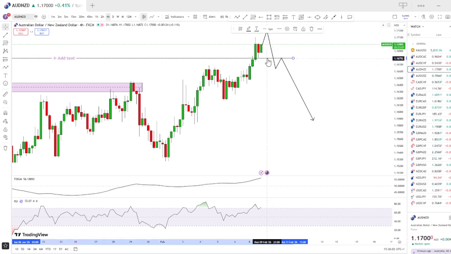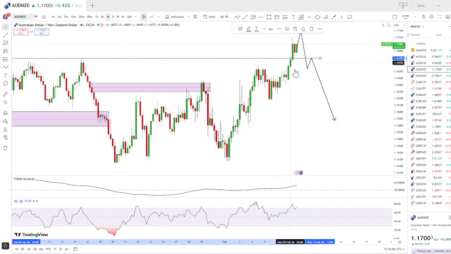You can just watch out for any supply region around there, around this neck, and then you can just watch out for trades from there for the sells, if you are looking out for such movement. All right, that's it for AUDNZD.